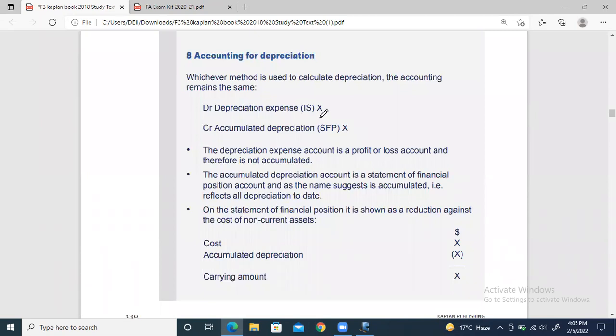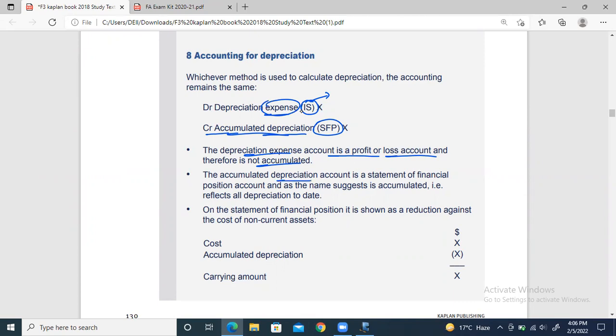So this is the same depreciation double entry that we discussed above. So debit depreciation expense. IES is basically the income statement, because obviously all expenses are written in the income statement, right? And credit, we do accumulated depreciation because accumulated is from the asset value. So these are the two double entries over here. So depreciation expense account is a profit or loss. Obviously it's not accumulated because it's an expense.